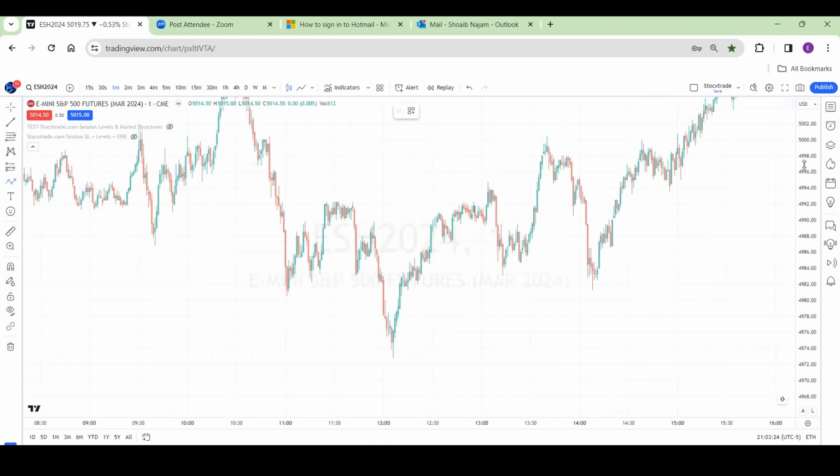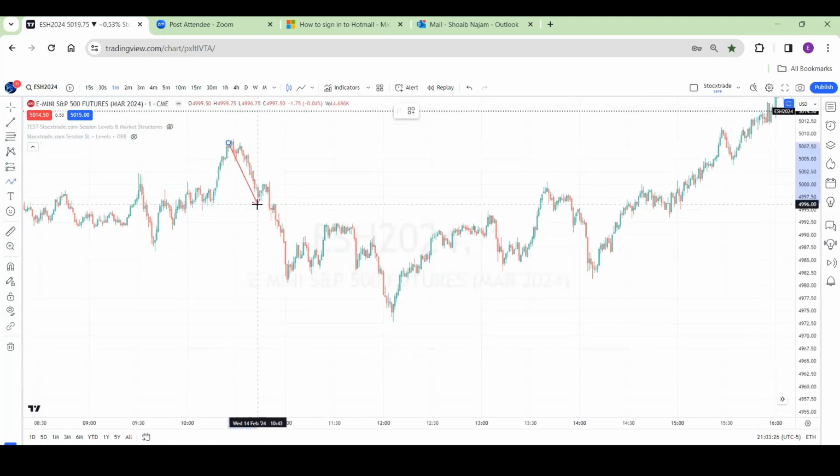Okay, mark your structure. The price almost tested this demand zone, then went up, came down, went up. This is not the low. Okay, so it didn't break this high. It means the market is not going anywhere.